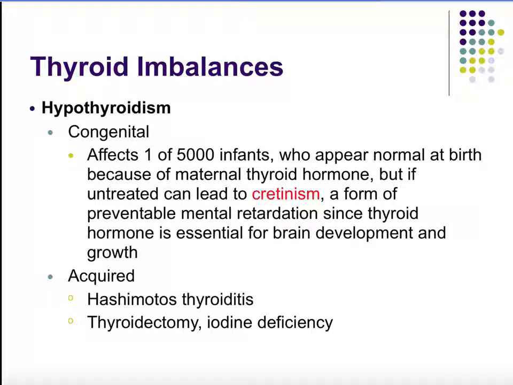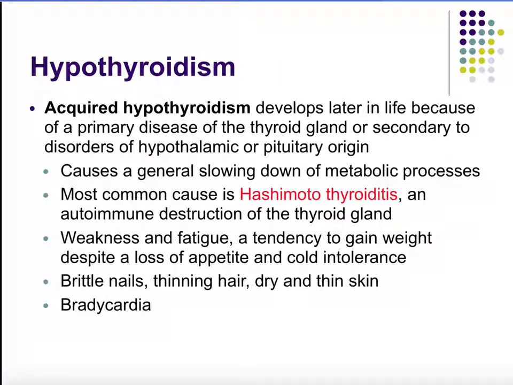We can also get hypothyroidism through acquired means, so you're not born with it. So the first one is Hashimoto's thyroiditis, which we'll talk about next, has to do with the immune system. And then if you have a thyroidectomy, have the thyroid removed, or we saw how iodine deficiency can also lead to hypothyroidism because you don't have the substrate to make thyroid hormone. So acquired hypothyroidism, you're not born with it, so it develops later in life because of a primary disease of the thyroid gland, or it could be secondary to other disorders.